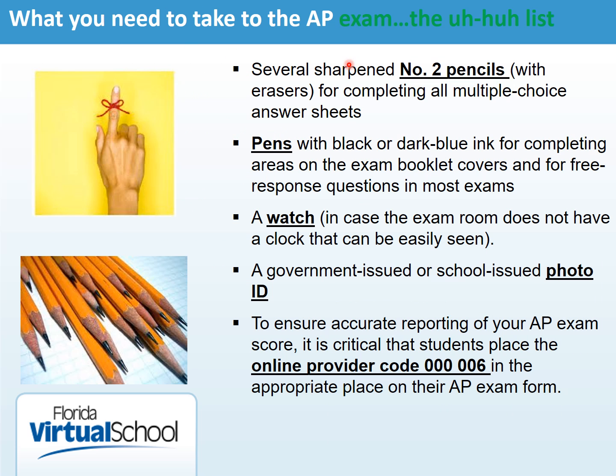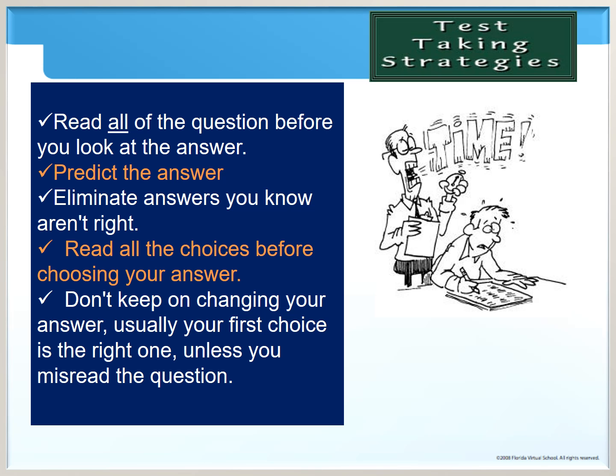What you need to take to the exam, however, is several sharpened number 2 pencils with erasers for completing all multiple choice answer sheets. Pens with black or dark blue ink for completing areas on the exam booklet covers, and for free response questions in most exams. A watch in case the exam room does not have a clock that can be easily seen. A government issued or school issued photo ID. To ensure accurate reporting of your AP exam score, it is critical that students place the online provider code of 006 in the appropriate place on their AP exam.